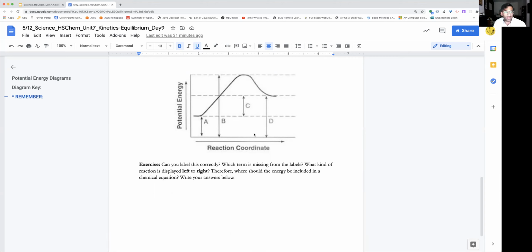So check this out. Keep this resource with yourself. Try to quiz yourself by filling in this diagram or labeling A through D on this diagram. And hopefully it will help you keep all of your terminology straight when you read a potential energy diagram for a Regents question. I hope this was helpful, and I will see you next time.